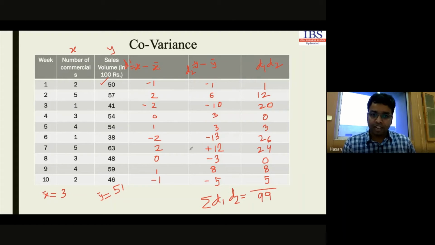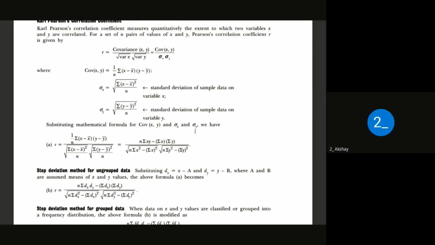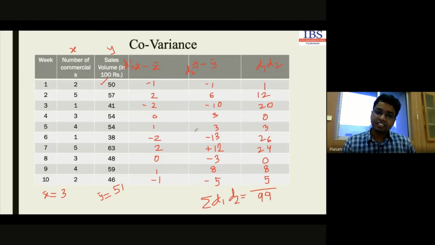Now look at the formula. What is the formula here? X minus x bar, y minus y bar, divided by n minus 1. Sir, 11 is the answer. 11. Final answer 11.